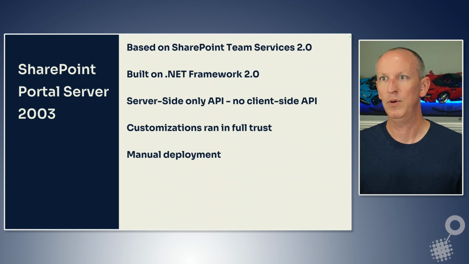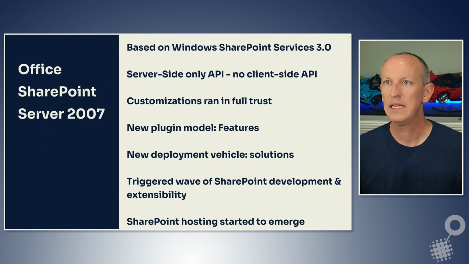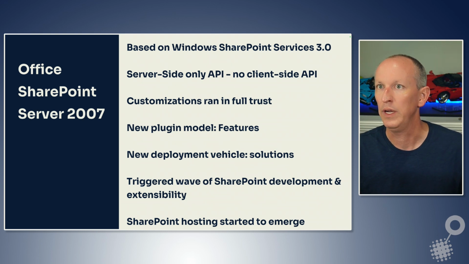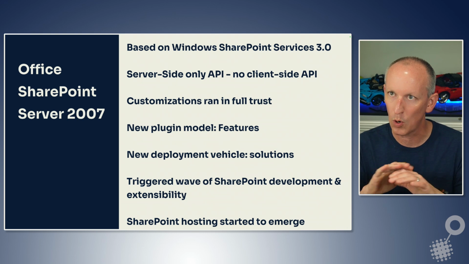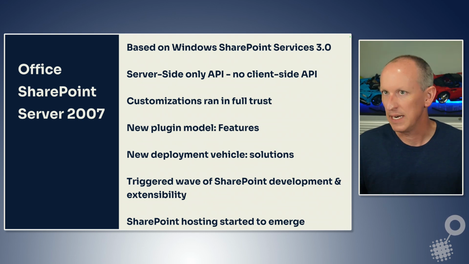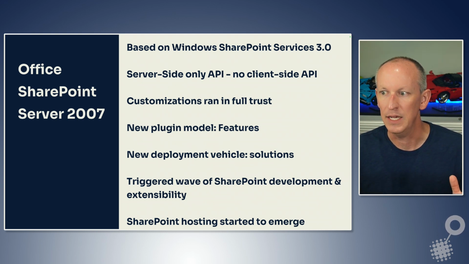Microsoft saw a lot of people with this version start to do a lot of this stuff, and they saw custom solutions as an opportunity. And so they said, well, we need to do something to give people the ability to do this. So in the next release of SharePoint, the big version was Office SharePoint Server 2007, which is based on the core free version of Windows SharePoint Services 3.0. This came out about 2007. This was still 100% server-side, all server-side APIs.